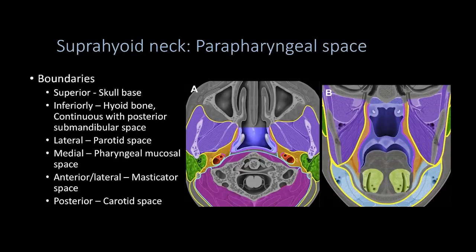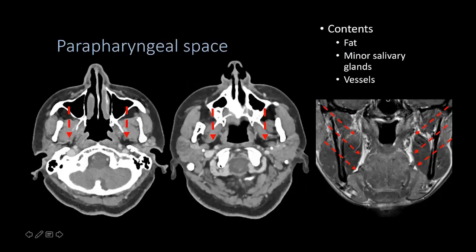So we're going to start with the parapharyngeal space, which is a very centrally located space in the neck. It's drawn here in yellow. So the parapharyngeal space is going to abut the skull base superiorly. Inferiorly, it continues down to the level of the hyoid bone, and it's going to be continuous with the posterior submandibular space. Laterally, we have the parotid space, medially, the pharyngeal mucosal space, and then anteriorly and laterally this larger masticator space, and then posteriorly we have the carotid space.